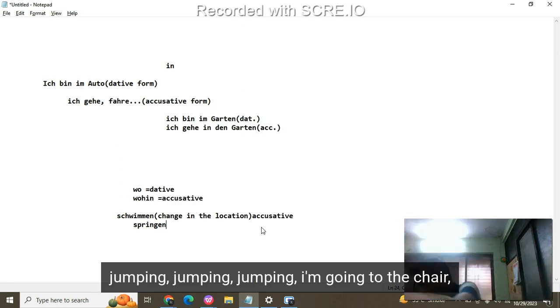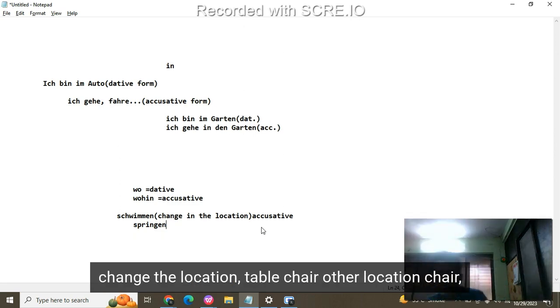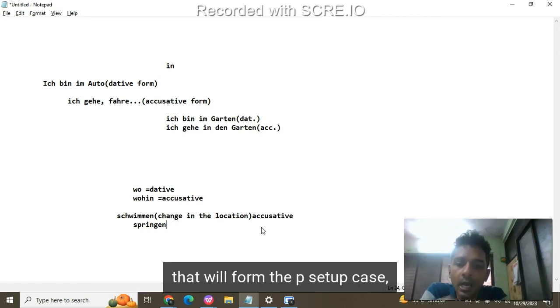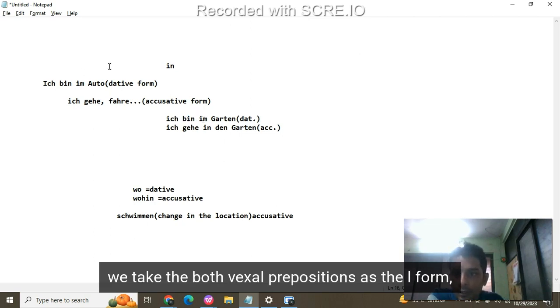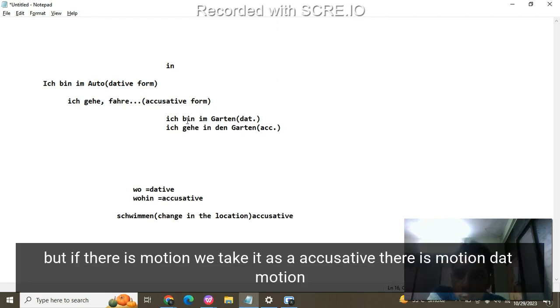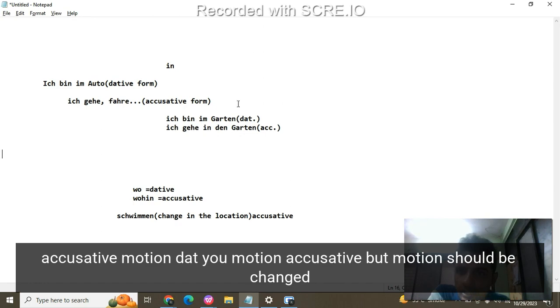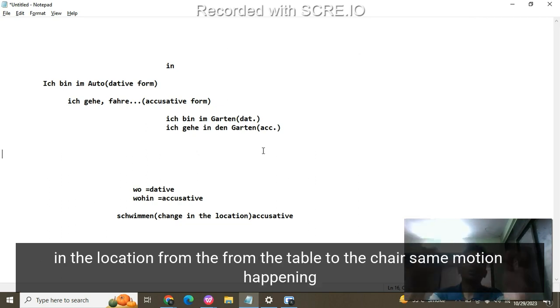I'm going to the chair. Changing the location from the table to the other location, the chair. That will form the accusative case. Understand? So this concept is: when there is no motion verb, we take both two-way prepositions in the dative form. But if there is a motion verb, we take it as the accusative form. No motion, dative; motion, accusative. But motion should be a change in location.